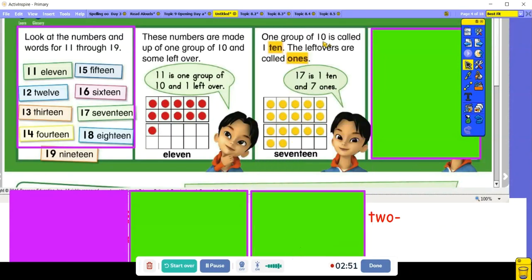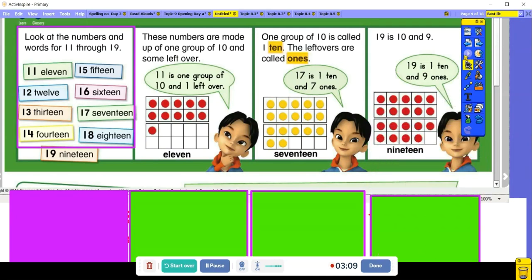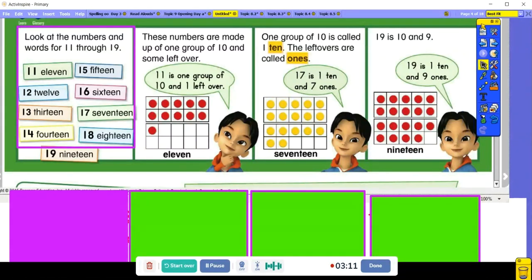One group of 10 is called a ten. The leftovers are called ones. So with the number 17, we would say 17 is 1 ten and 7 ones. And looking at the number 19, we would say 19 is 1 ten and 9 ones.